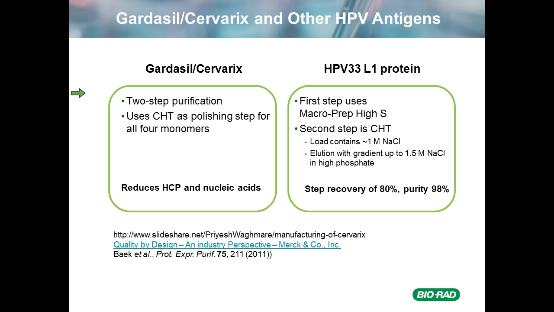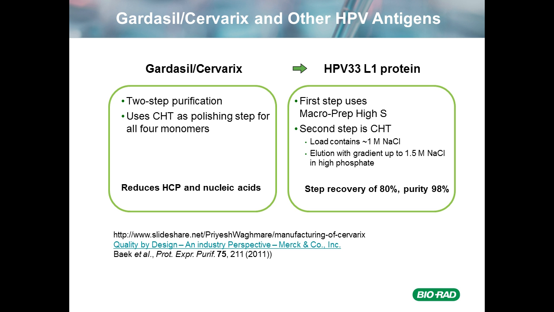Finally, I want to put up two products which are very much in the public eye these days: Gardasil or Cervarix, depending upon where you are in the world, as well as an HPV33L1 protein VLP. This is all public information, otherwise I wouldn't be able to talk about this. But what you see is that with Gardasil, all four monomers use CHT as a polishing step to reduce nucleic acids and host cell proteins.